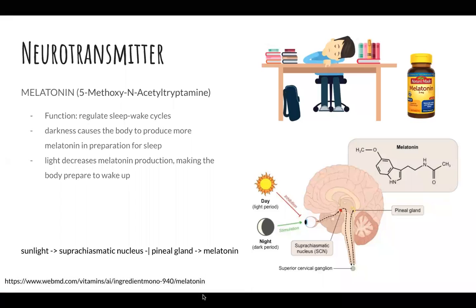So the neurotransmitter that we chose to target is melatonin, and the function of melatonin is to regulate sleep and wake cycles. Melatonin is triggered by the darkness that comes around at nighttime and causes the body to produce more melatonin to prepare for sleep. And then light in the morning decreases the melatonin production in conjunction with higher cortisol production, making the body prepared to wake up. So as sunlight enters through the eye, it goes to the suprachiasmatic nucleus and inhibits the pineal gland, which produces the melatonin in a human.